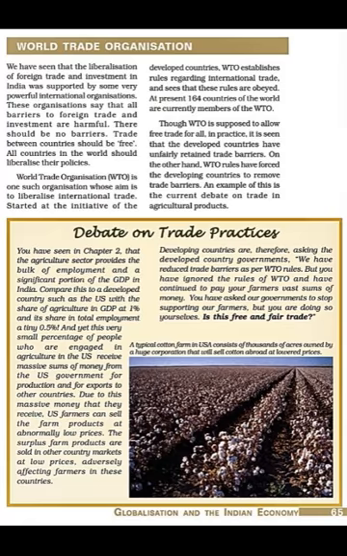But on the other hand, the developed countries have retained the trade barriers. The WTO rules have forced the developing countries to remove the trade barriers, but the developed countries have retained their trade barriers. And the current debate is on the trade in agriculture products. So let's see this debate. The developed countries help their own producers through subsidies, but they are asking the developing countries to remove all the barriers. So there is a debate on the trade practices.